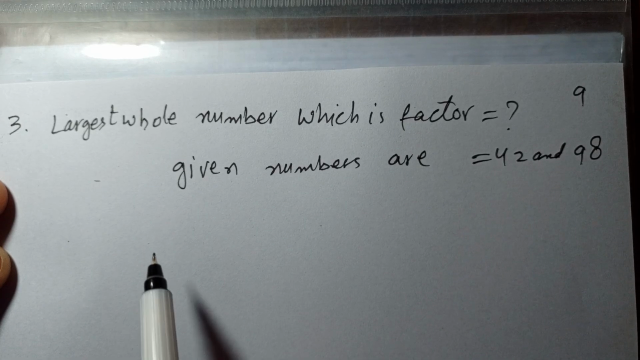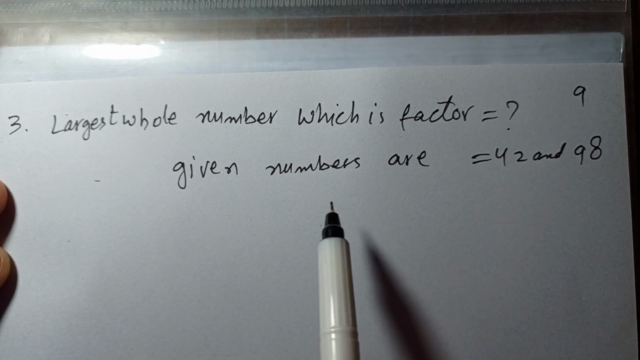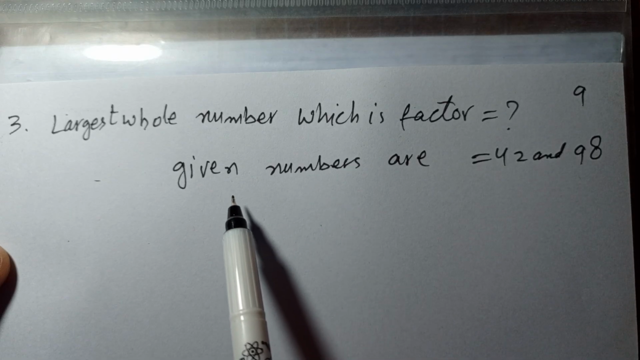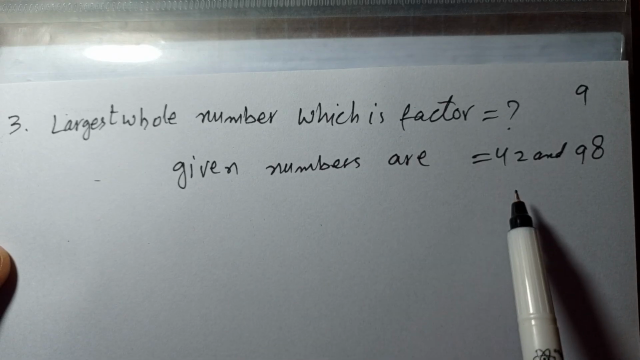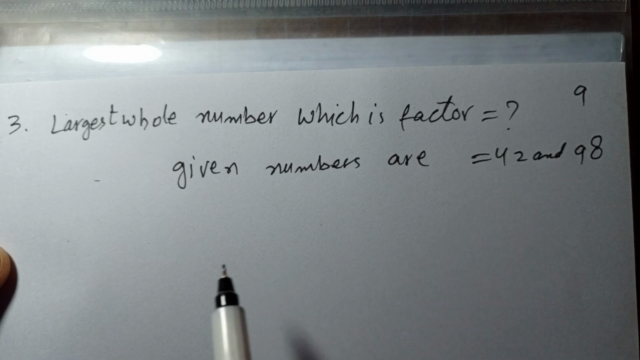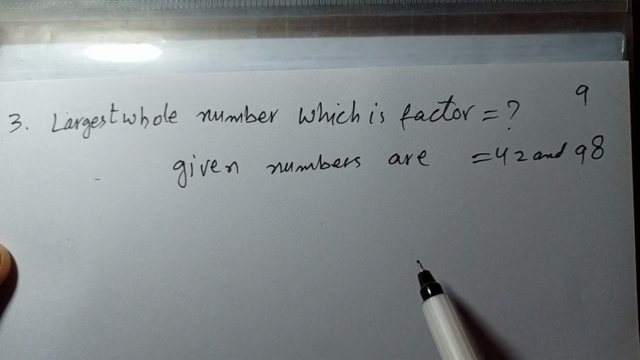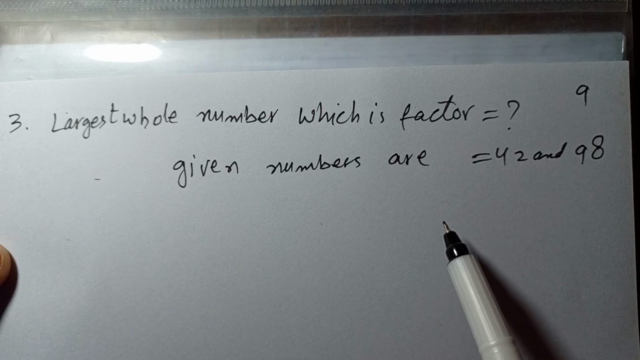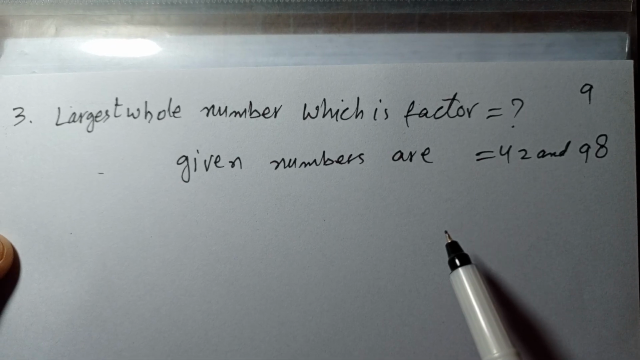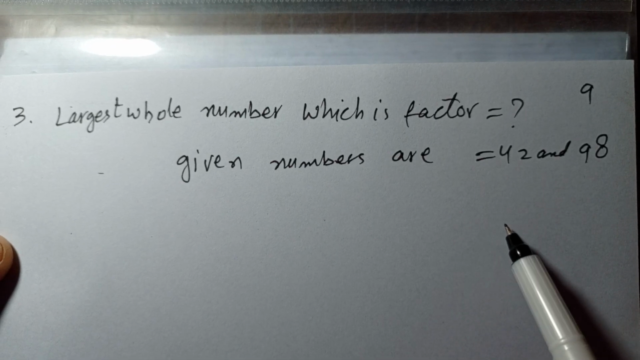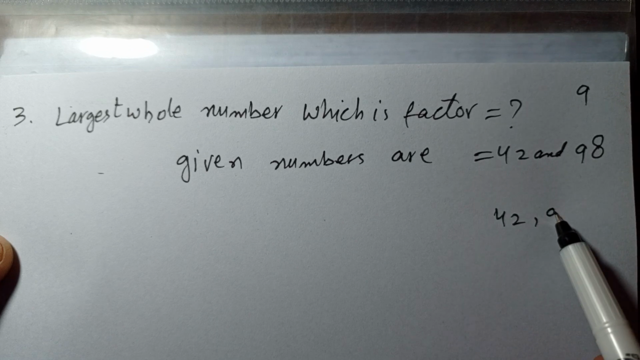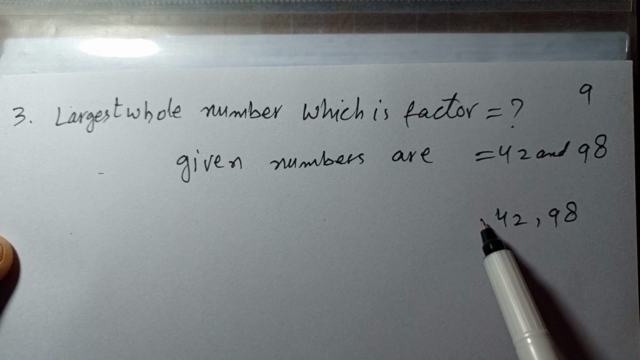Dear students, see the data. We have to find the largest whole number which is a factor, and the given numbers are 42 and 98. Let us find HCF. We know that we have to find HCF to find the largest factor of any two numbers, or any 3 or any 4. Let us find HCF, and I am adopting my usual method of division for finding HCF.